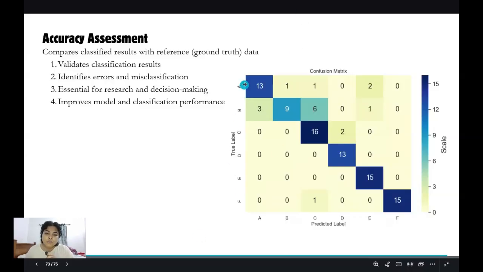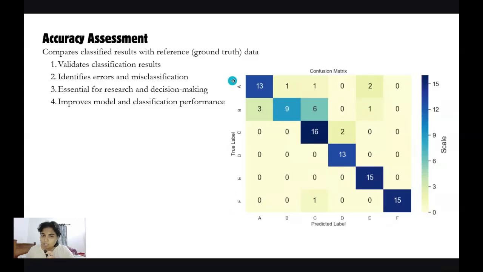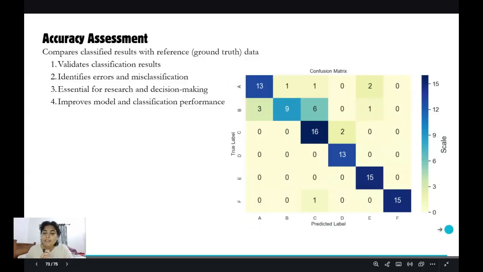Okay, so these are true labels. That means there are 1, 2, 3, 4, 5, 6 classes. This is actually present in the field. So A, B, C, D, E, F, you can think of them as different types of lithologies or mineral zones, or you can think of them very simply as land use, land cover. So A is, let's say, water body, B is, let's say, agricultural land, C is, let's say, built up land, and so on and so forth. Now, similarly, you have the same things here on the y-axis.